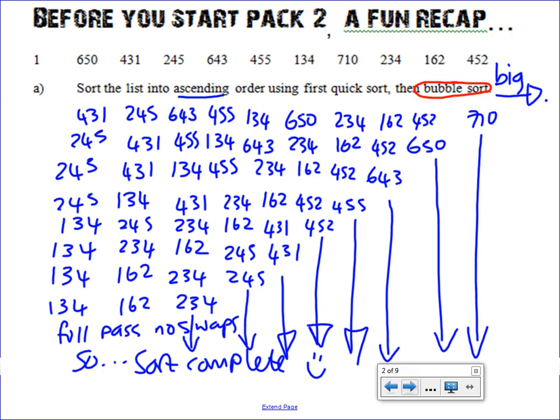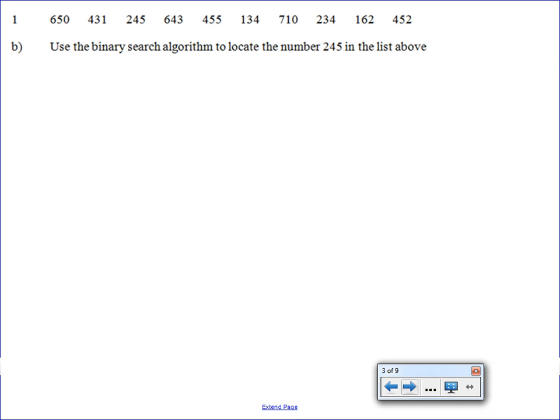Smiley face isn't necessary. Okay, we are now going to do a binary search. So first thing we need to do is get them in order. So there are 10 of them. 1, 2, 3, 4, 5, 6, 7, 8, 9, 10.